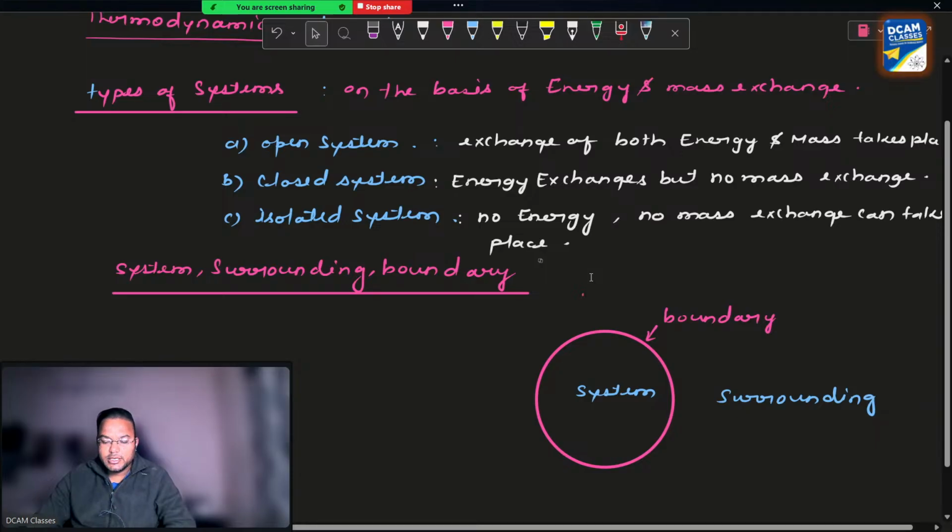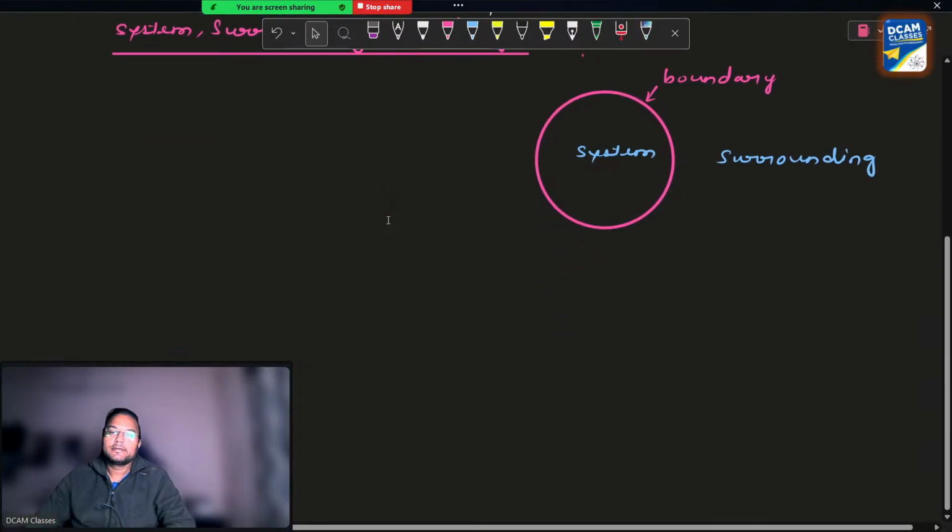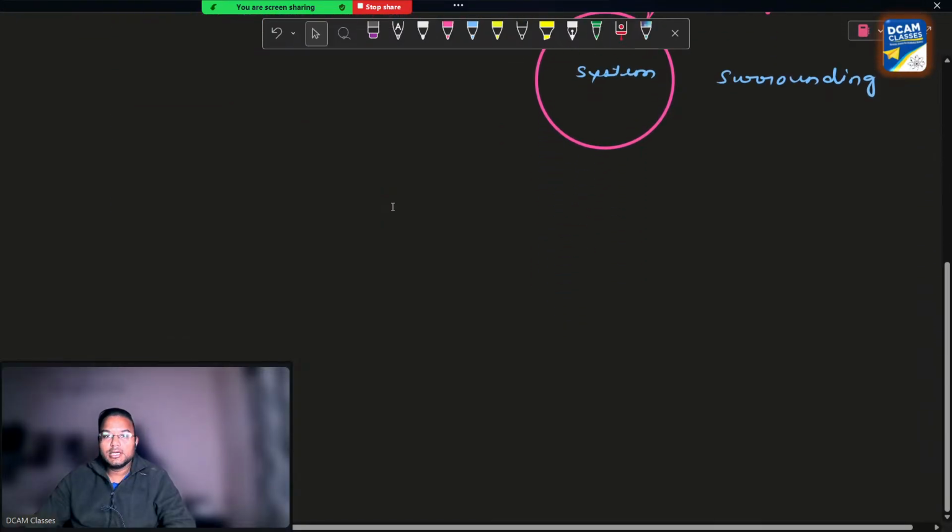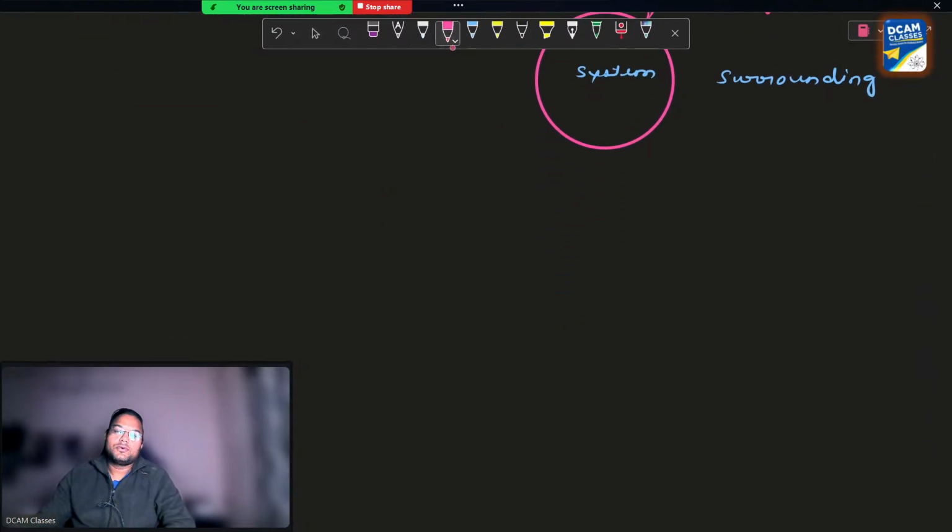Basic things are there, that's why we are reading it. These are basic things. Now let me define a few more things: types of functions. These are not mathematical functions, they are thermodynamic functions. Functions are of two types: point function and path function.